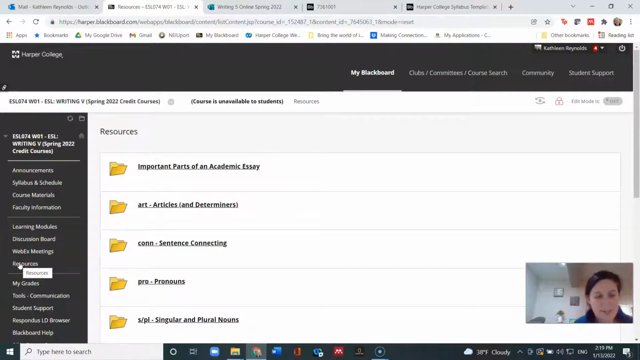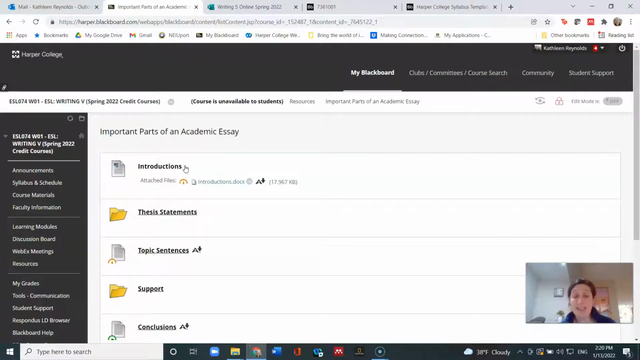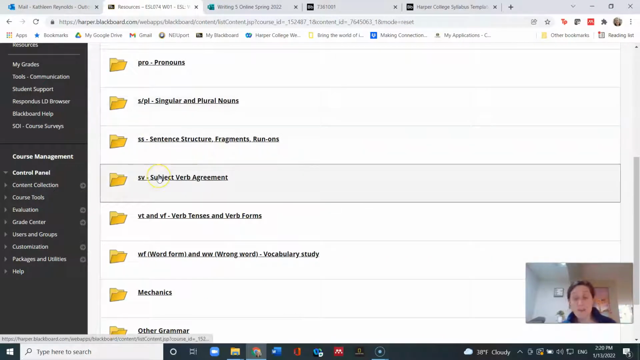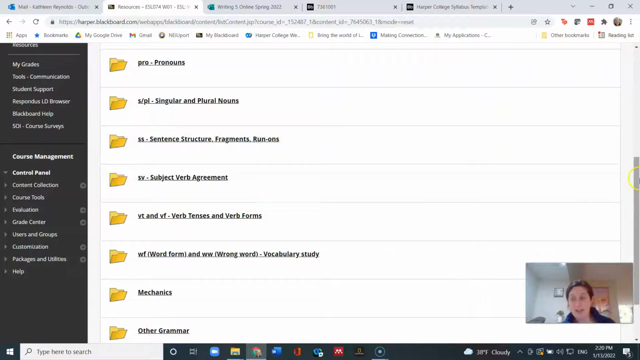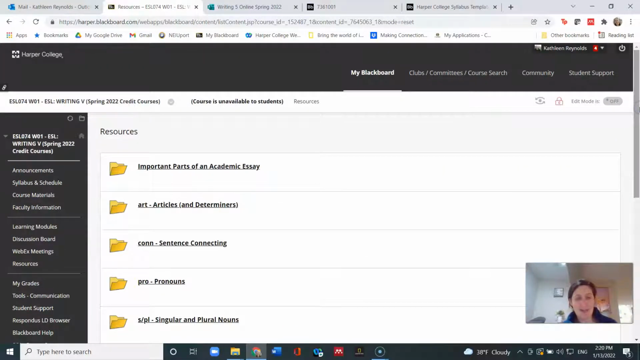Resources is another tab that I have on Blackboard, and it provides extra practice with a lot of the skills we are studying, like the important parts of an essay. If you haven't written an essay before, you could review each part of the essay in this section. There are also folders for each grammar point we're studying. For example, this week we're studying subject-verb agreement. If you think, I need some more practice with that, you could click here and do that practice. Finally, My Grades will always have your grade information on Blackboard.